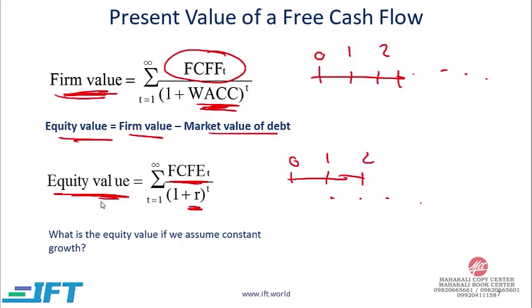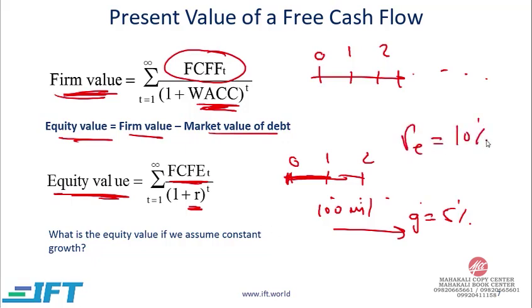If I give you a simple scenario where the free cash flow to equity is 100 million, so let's say this is time 0, and for the upcoming year you expect the free cash flow to equity to be 100 million, and you expect this to grow at a constant rate of 5%, and let's say that the cost of equity is 10%, then what is the value of equity at time 0?